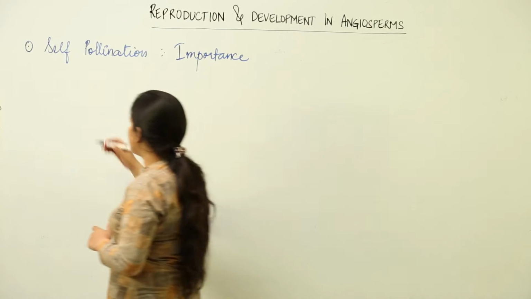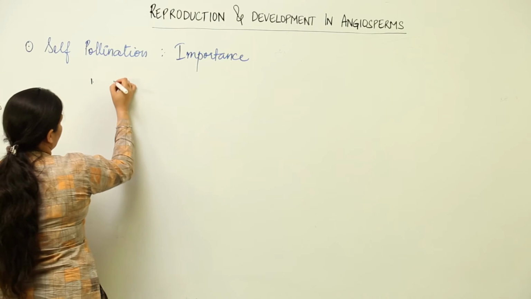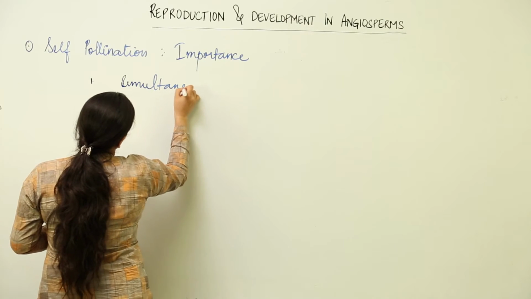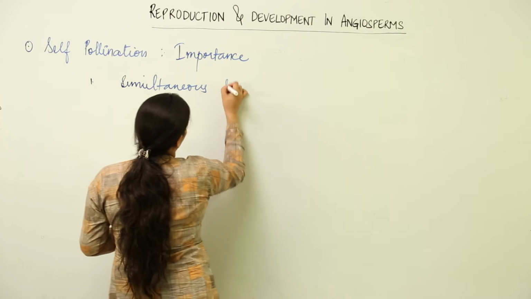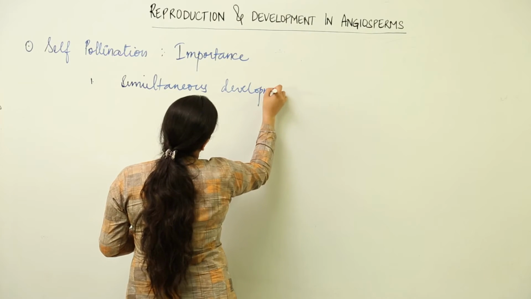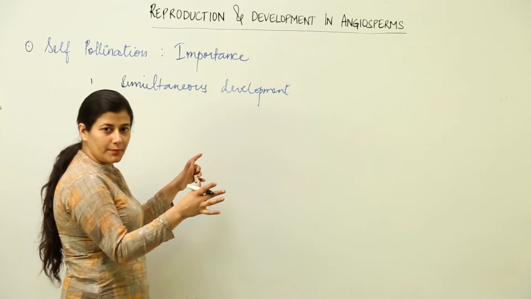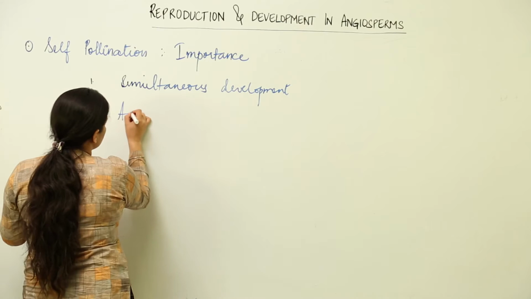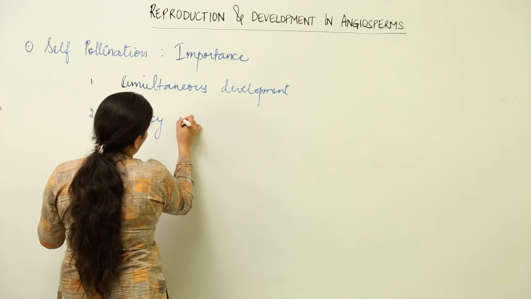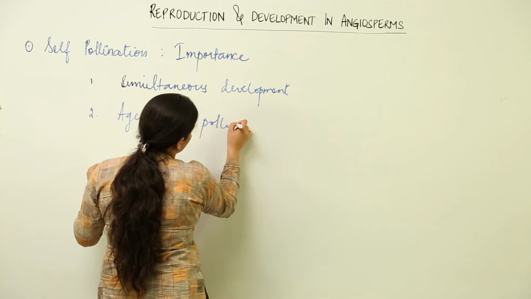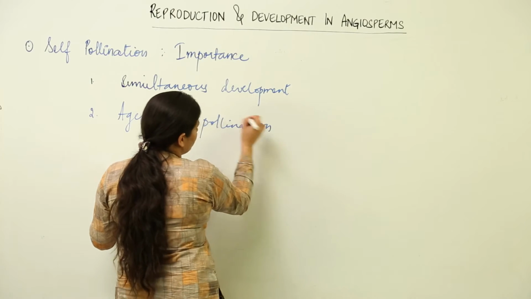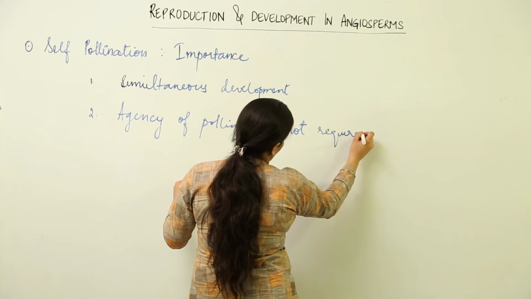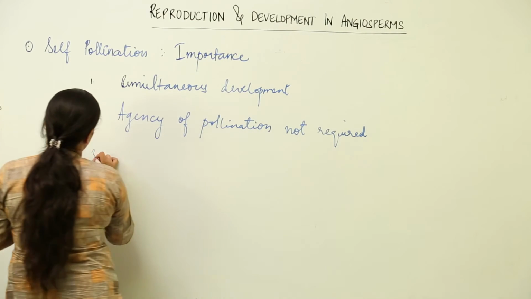The first point is that the male and female parts develop simultaneously. Male and female parts are going to develop simultaneously. The second thing is that no agency of pollination is required. You do not need any pollination agency, preferably. This can occur within closed flowers as well.